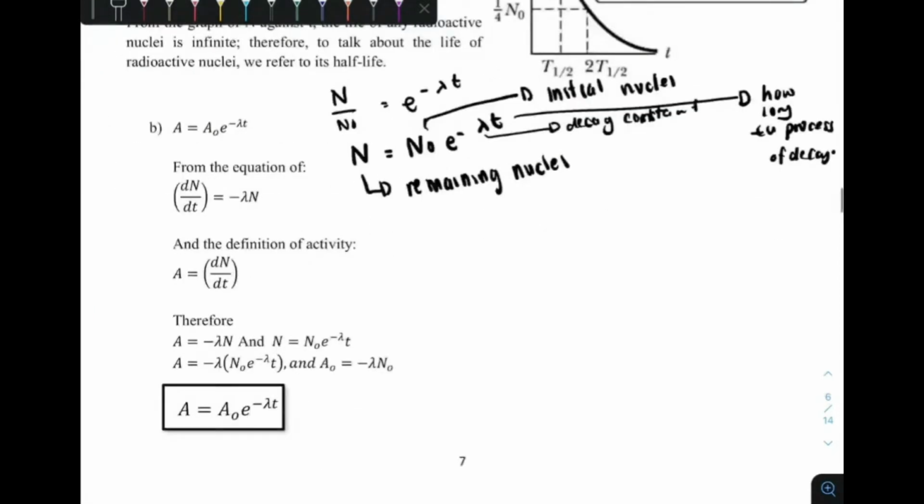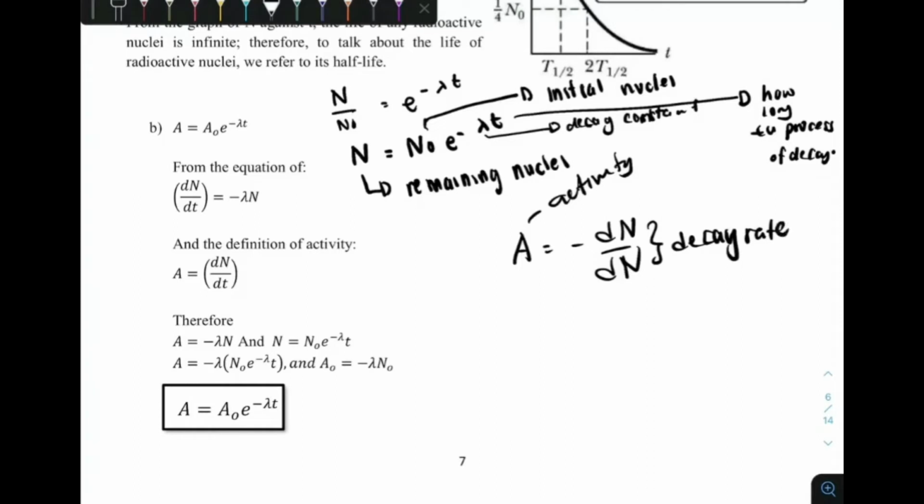So next we are going to derive an equation for the activity. Activity A, we said, is equal to negative dN over dt. This is the activity, meaning the process of decay. This we call the decay rate. What we want to do is derive the equation for activity.